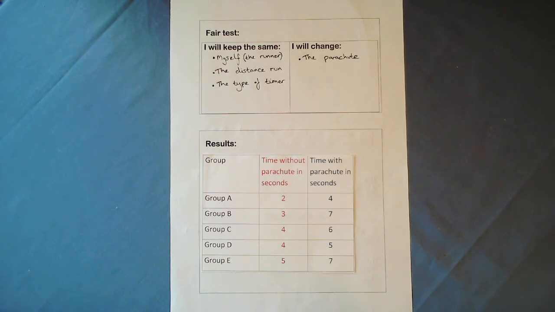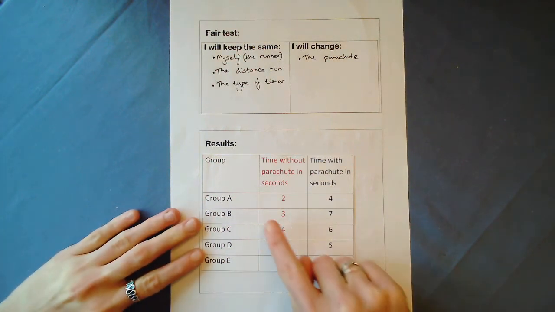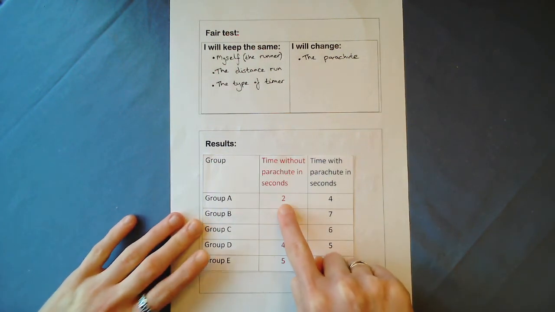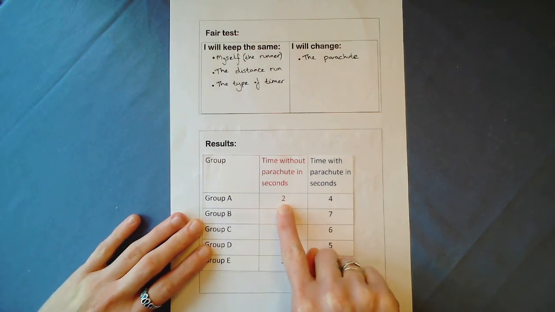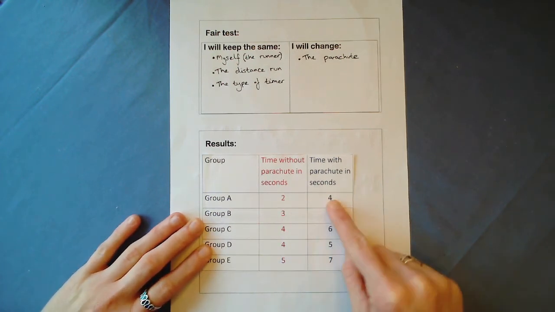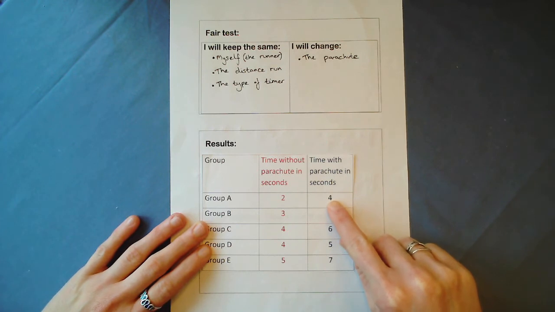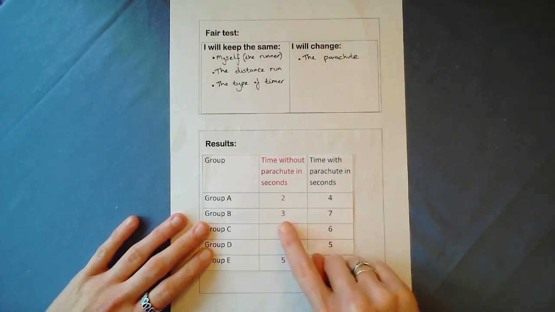So looking at these results, was it faster to run across the playground with or without the parachute? What do we think, Year 4? That's right. It was much quicker without the parachute. Can you see here, Group A, it took 2 seconds to cross the playground without the parachute and 4 seconds with the parachute. This one has a big difference.